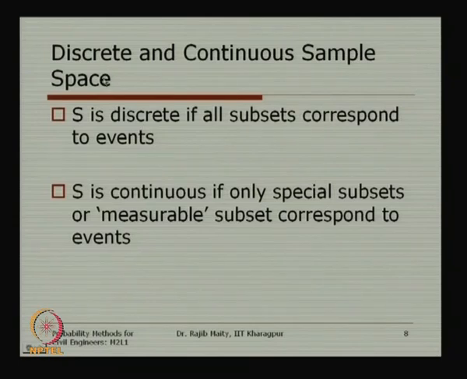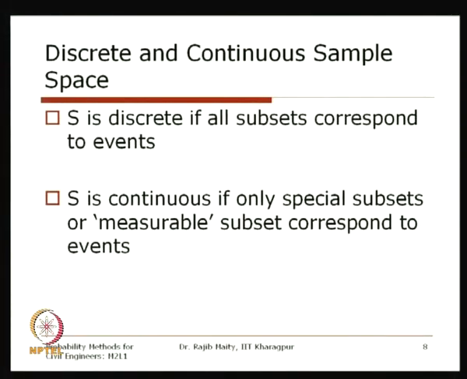Another important thing to know here is the discrete and continuous sample space. Discrete and continuous sample space can be expressed as follows: S, which denotes the space. S is discrete if all subsets correspond to events. On the other hand, S is continuous if only special subsets, or measurable subsets, correspond to events.